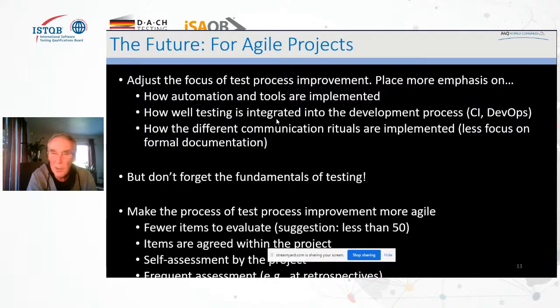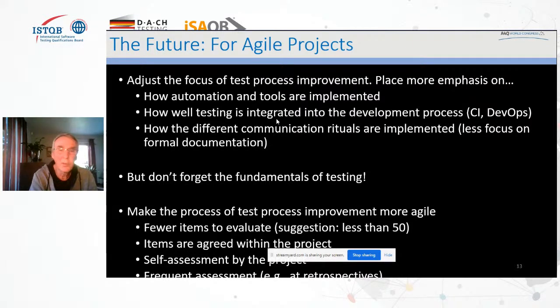Why is that? Because my experience is that if you have less than 50, you can do it in practically an hour, maybe 2 hours. You can go through those 50 points. That's doable compared to perhaps 2 to 3 days, which is not doable in an agile project, especially if it's small. And remember what we said earlier, a lot of agile projects are quite small.